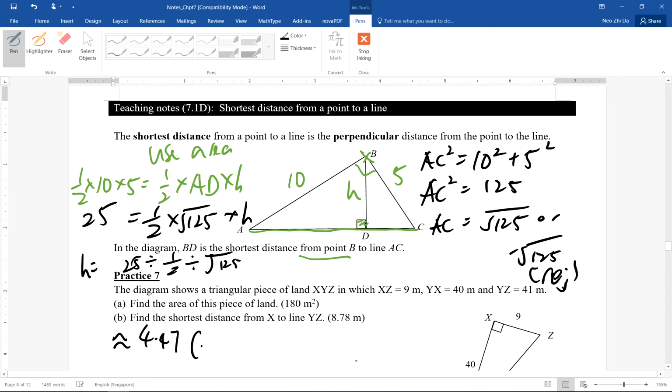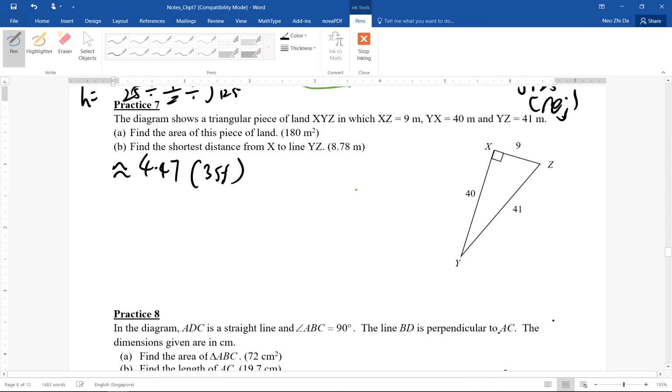4.47. Round up to 3SF. With this, question 7 onwards, everything will be your homework. Now, you must make sure you do every question seriously. Pythagoras theorem, the formula itself is very simple, but the questions are not easy. And in order to gain experience, you must do as many questions as possible.